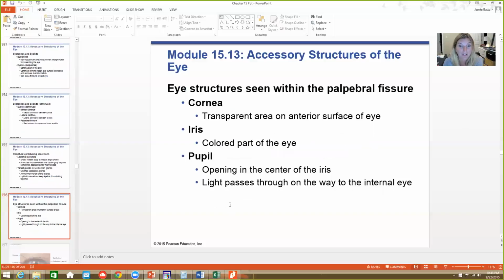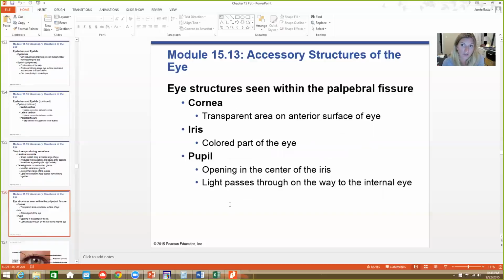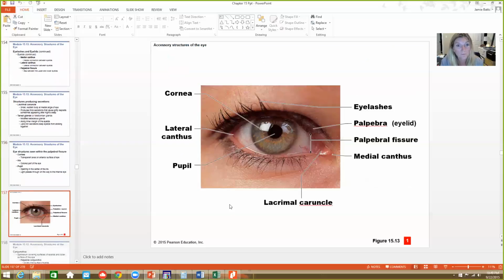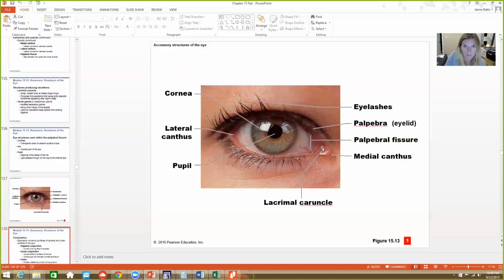Other structures that are associated with the eye, what you see in that palpebral fissure: the cornea, that's the transparent surface, the clear layer. The iris is the colored part, the pupil is the black part, or the opening where the light passes through. There, you see what I mean? The palpebral fissure is the opening where you see the eyelashes. Those meibomian glands would be right on that little surface. Our iris, the cornea is just the clear layer on top, and then the pupil in the middle. The lacrimal caruncle is that little pink piece of tissue.